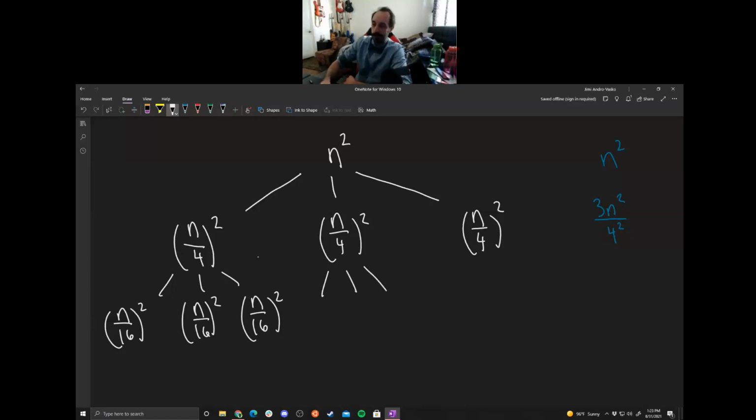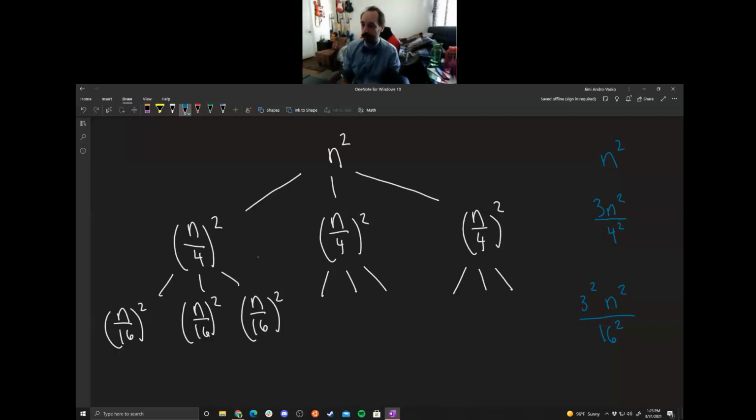I don't want to write the whole thing out. It would be too conglomerated a picture, but it's going to be essentially the same. So if we add all these up, we're going to get the result of 3 squared n squared over 16 squared at this level, because we're going to have 9 of these. So we have 9 times n squared over 16 squared. I just put it in terms of 3 squared to make it easier to see what's going on.